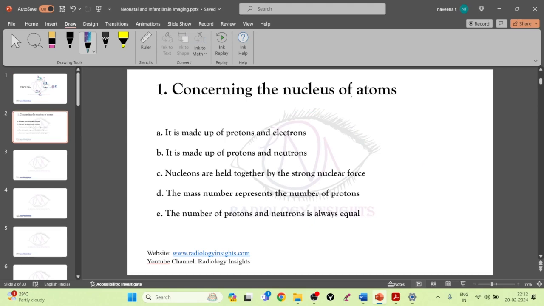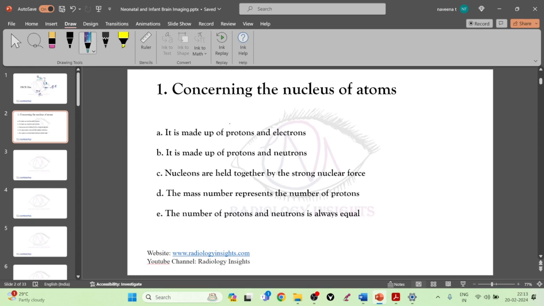Concerning the nucleus of atoms, answer true or false. Option A, nucleus of atom is made up of protons and electrons. Option B, made up of protons and neutrons. Option C, nucleons are held together by a strong nuclear force. Option D, the mass number represents the number of protons. Option E, number of protons and neutrons are always equal. Let us see each of them.